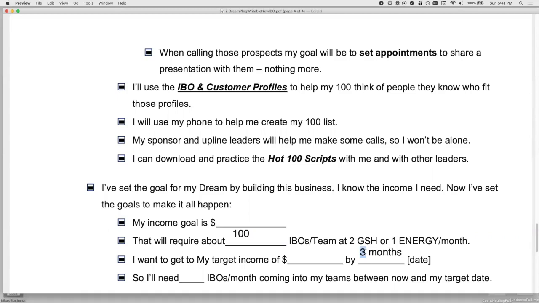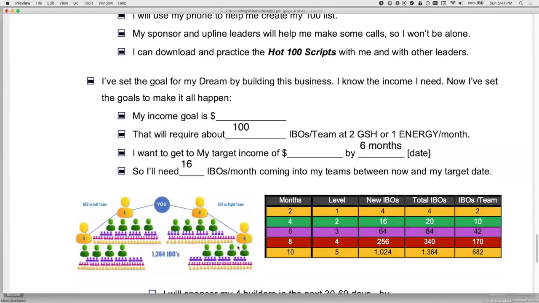So let's look at 6 months. You're looking at about 16. That looks more doable, right? In 6 months, 16, because that's you getting 4, and then your 4 each getting 4. Now you're at 20 in 6 months. Now, here's a way you can look at that.